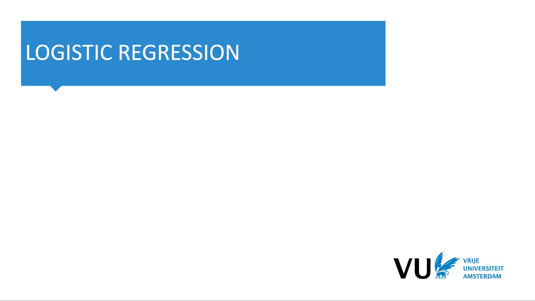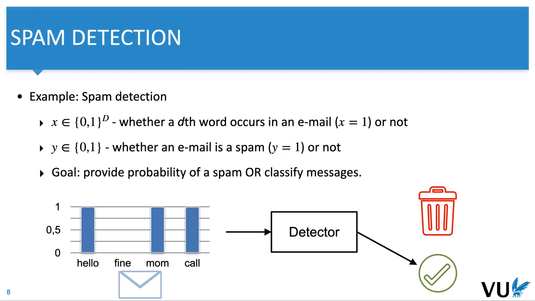And we will start our discussion about neural networks from the logistic regression model, because as you will see, neural networks could be seen as stacking multiple logistic regressions on top of each other. All right, so what is logistic regression? Let's take a look at a very common example from machine learning: spam detection.